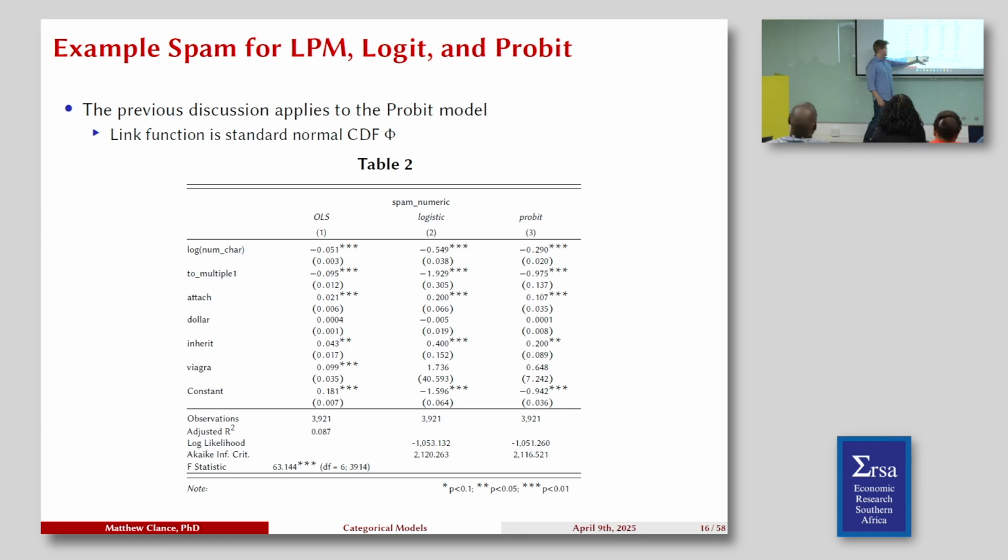From that, I just have 3,921 observations. Remember, I told you that R squared is not really as meaningful in this type of model, but it still will produce one. So keep that in mind, but it's not really what we think of as being a best fit.